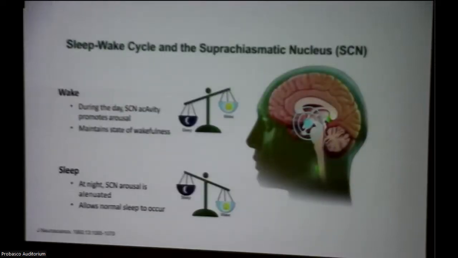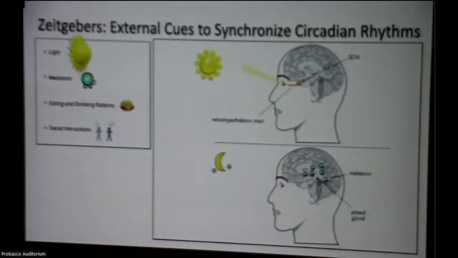So the suprachiasmatic nucleus essentially helps promote arousal and maintains a state of wakefulness, typically during the day. And at night, this suprachiasmatic nucleus is attenuated and allows sleep to occur, allows the VLPO to flip the switch, turn the lights off, and then you go to sleep. Aside from light and melatonin, eating patterns and social interactions are also important zeitgebers that help us regulate our clock.